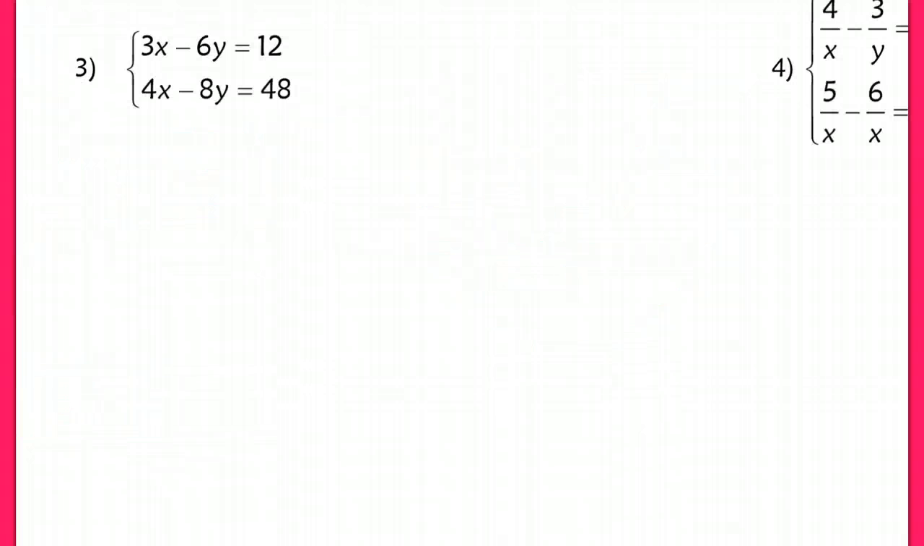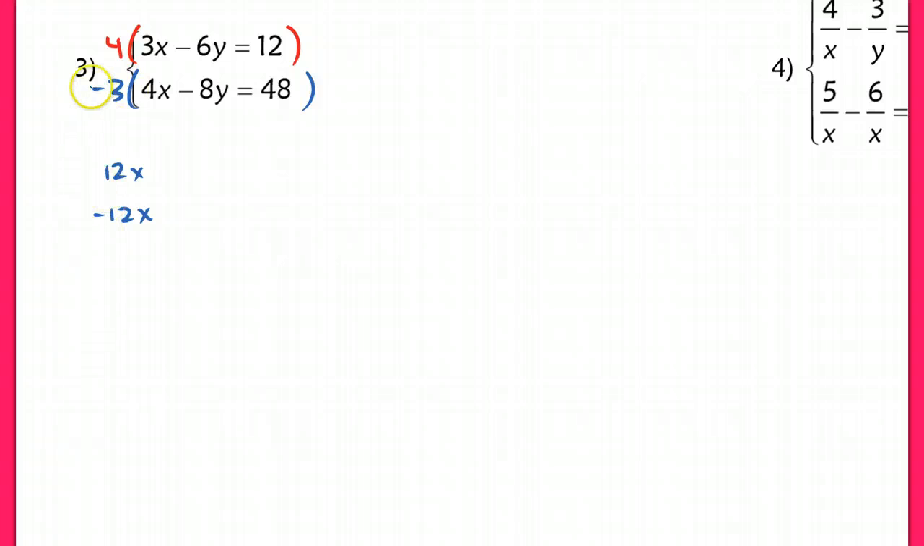In problem 3, now I have a system in which I need to multiply both lines by two different integer coefficients so that I get to eliminate one of the variables. So I'm going to show you two different things that you could do here. If you multiply to try to get rid of the x term, you can multiply by a positive 4 in the top line and a negative 3 in the bottom line, so that you get 12x on the top and negative 12x on the bottom. So that's one way that you could do this.